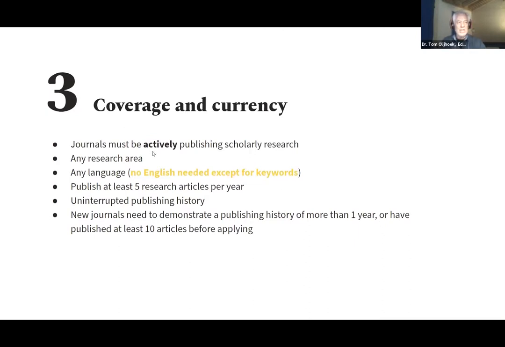The journals must be active. We have any research area, any language, and they must publish continuously. So you cannot publish 2 articles in a year, then nothing for 3 years, and then 60 articles or so. There must be a publishing history. New journals need to demonstrate a publishing history of 1 year, or having published more than 10 articles.